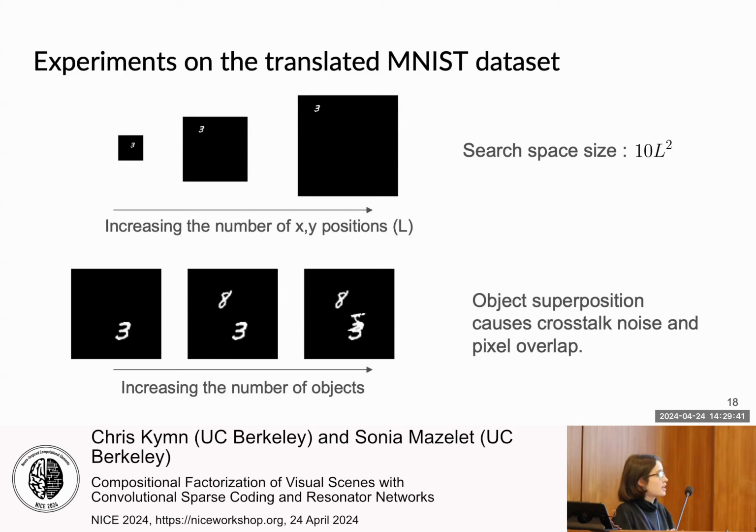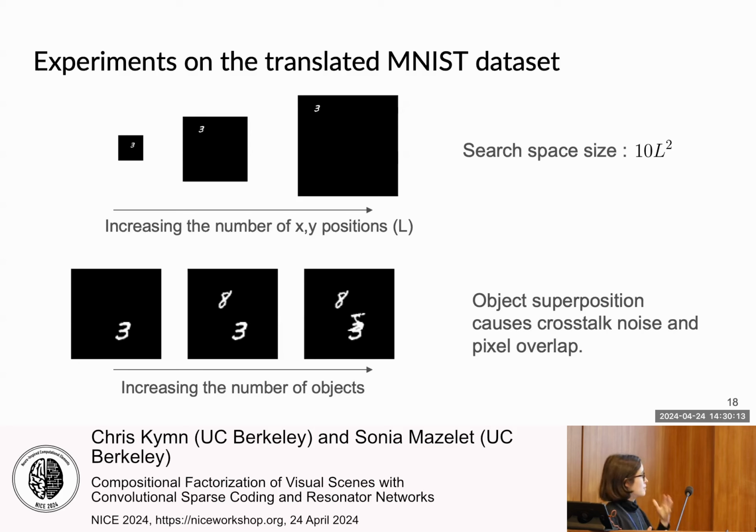The first one is looking at the scaling of the method to the search space size. One way of doing this is increasing the size of the black image in which we put the digit. This increases the number of possible X and Y positions for the digits, which scales quadratically with the size of the search space. In the case of MNIST, the search space is 10 times L squared because there are 10 different digits. And the bigger the search space, the harder the factorization problem is.